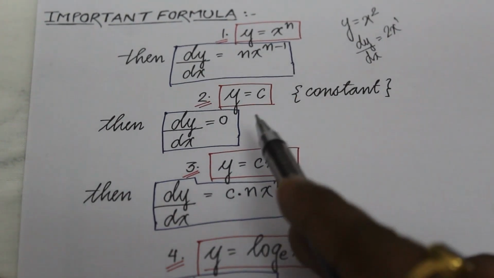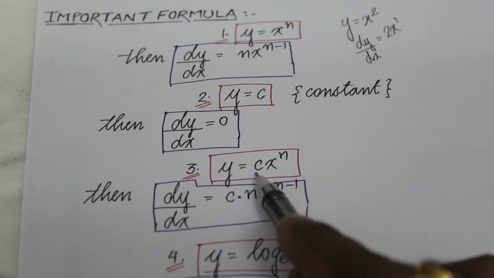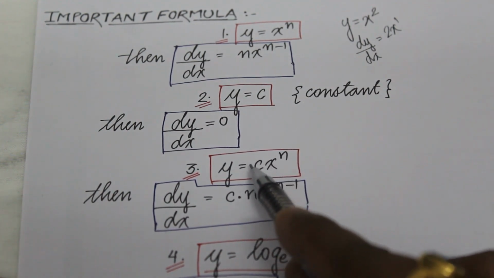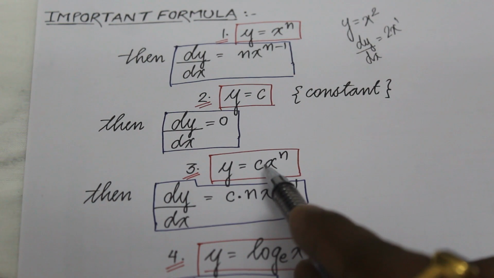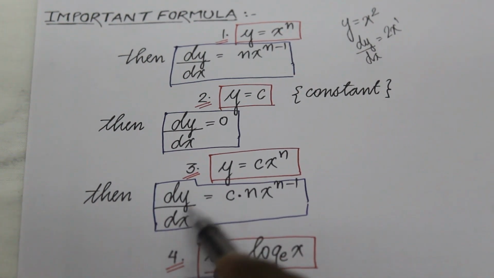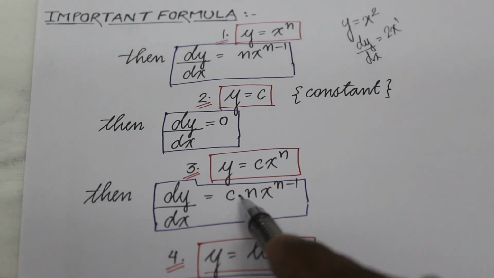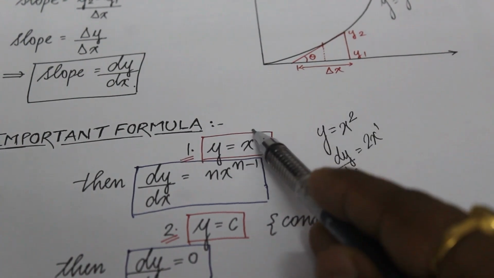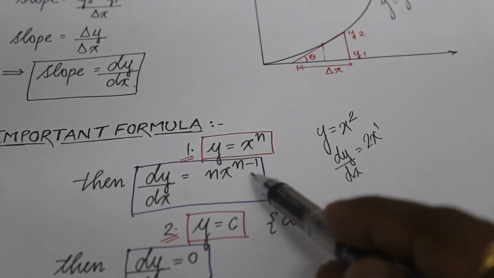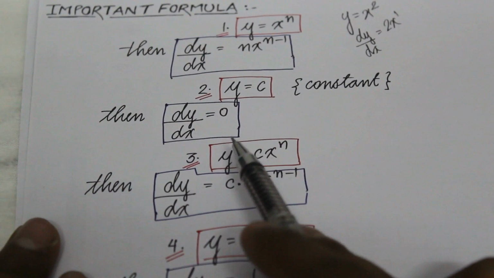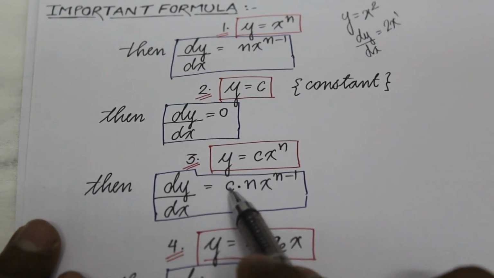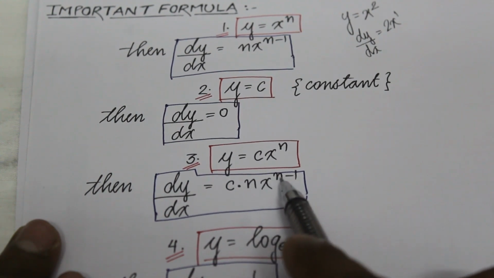Moving on, third type of equation, y is equal to c x to the power n, where c is again a constant. As we know, constant you can't differentiate it, means you can't find out change. So dy by dx will be equal to c dot x to the power n. Now how do you solve x to the power n? You solve it by n x to the power n minus 1. So y is equal to c x to the power n, then dy by dx is c n x to the power n minus 1.